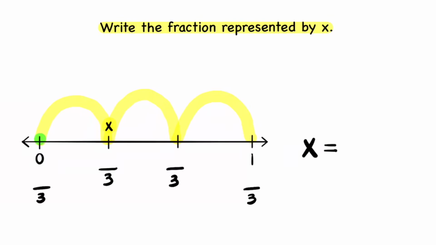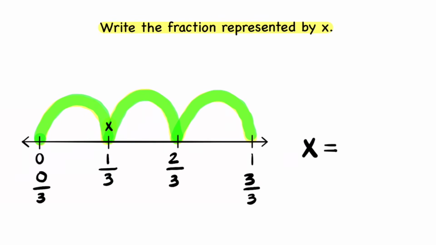We begin with 0. There are no parts or 0 parts right here, so we will write 0 thirds. Now, if we go from 0 to the first tick mark, now we have 1 part, so our numerator is 1. Now, if we add another part, we're at 2, so the numerator would be 2. If we add another part, we would be at 3. The numerator would be 3.